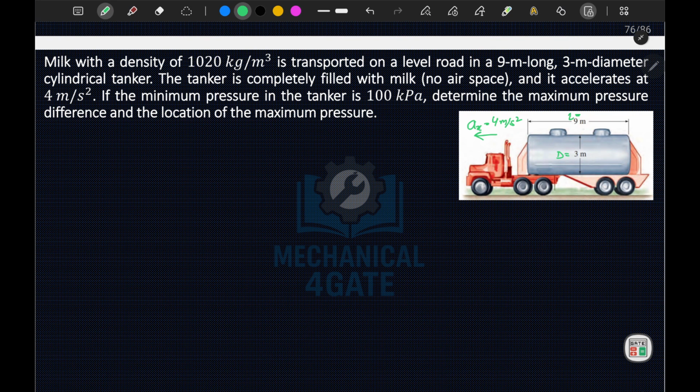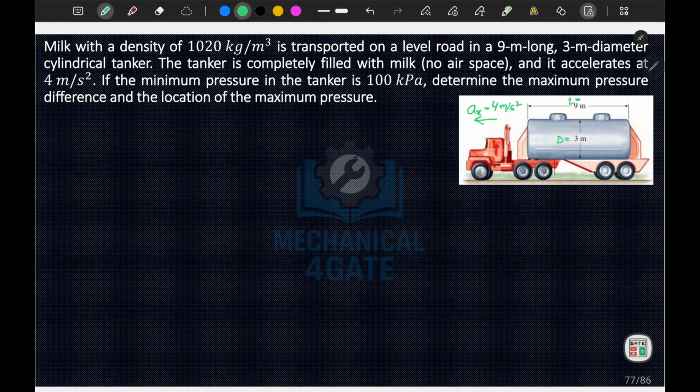Now if the minimum pressure in the tank is 100 kilopascal, determine the maximum pressure difference and the location of maximum pressure. If the truck is accelerating in this direction, the free surface tendency should be something like this. But since it cannot be achieved, the pressure at this point will be minimum, and the pressure at this point will be maximum, let's say this is point 2. I hope you get this point.